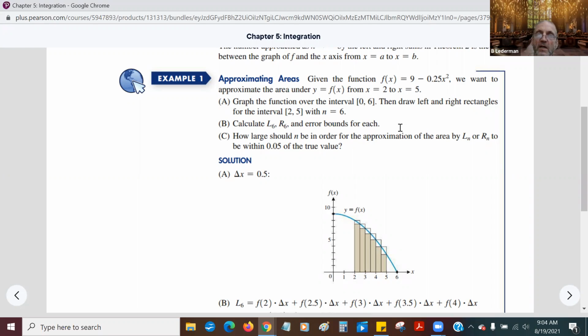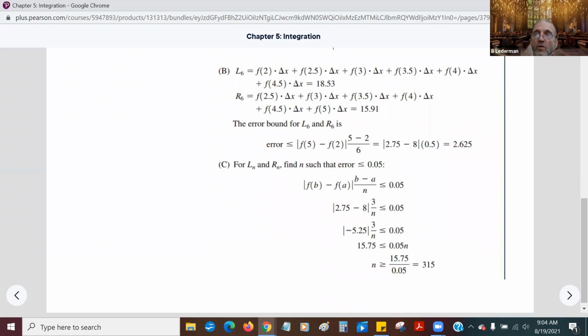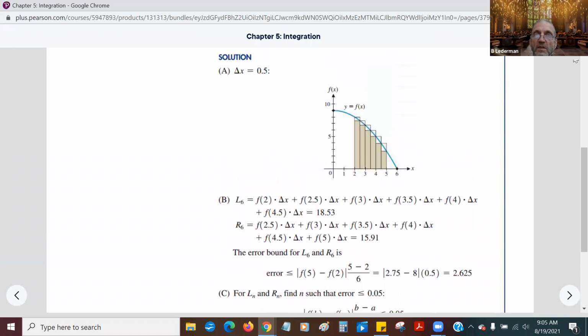And we want to find the error bounds, and we want to know how many rectangles I should make, and how thin, in order to get within 0.05 of the true value. For some reason, that's what I need. I need to be within 0.05 of the real value. So what do I have to do to make that happen? That's really the question we're talking about here. All right, so let's start at the very beginning.